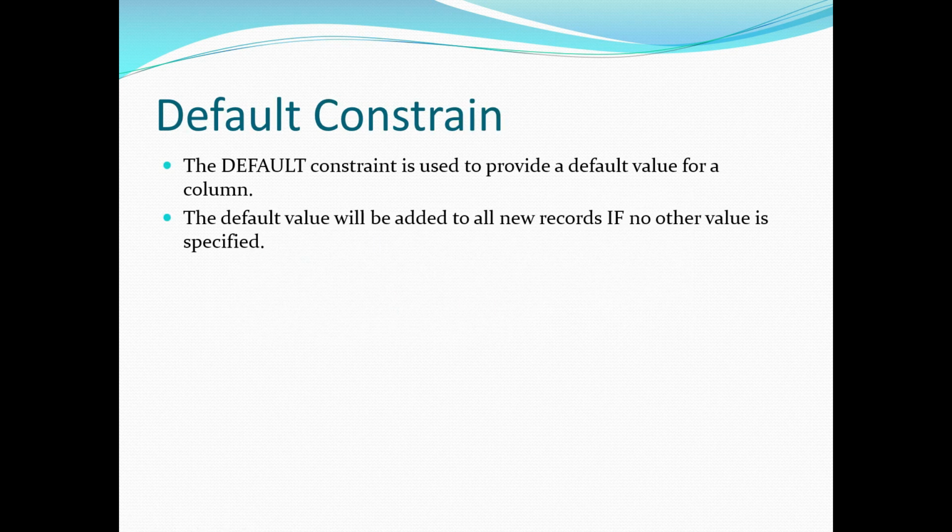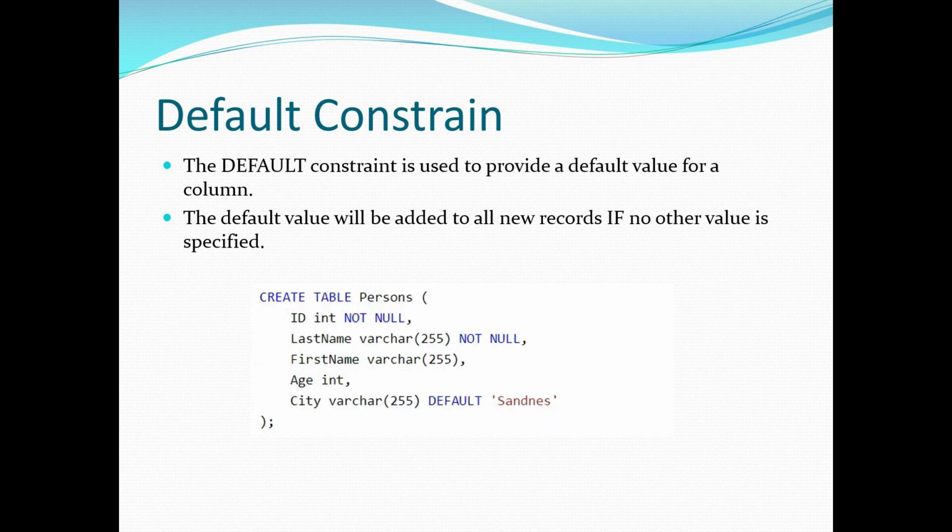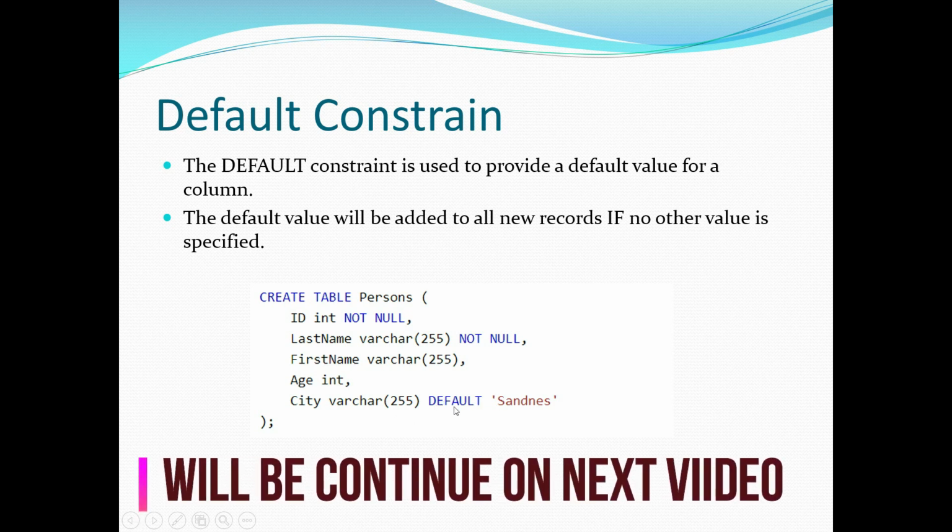Okay. Default constraints. The default constraint is used to provide a default value for a column. The default value will be added to all new records if no other value is specified. For example, in this scenario, I created a column called city. Its type is varchar, length is 255, and its default value is Sandnes. It means that if I do not enter anything inside this column, its default value will be Sandnes. So hope you understand.